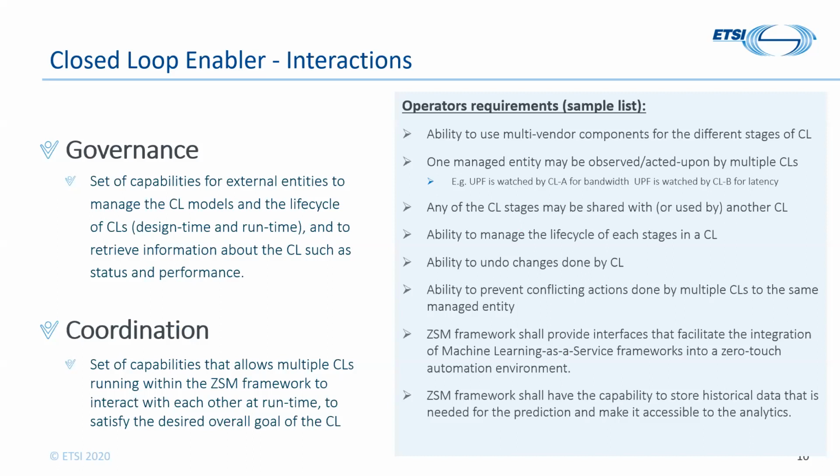For example, making sure that the components that make up the different stages of a closed loop can be provided by multi-vendor components. So in this case, for example, an operator may have an AI system of choice and would like to plug that into the closed loop system instead of having each closed loop include its own AI system. The operator wants the ability to manage the life cycle of each stage in a closed loop, for example, to start and stop the closed loop.